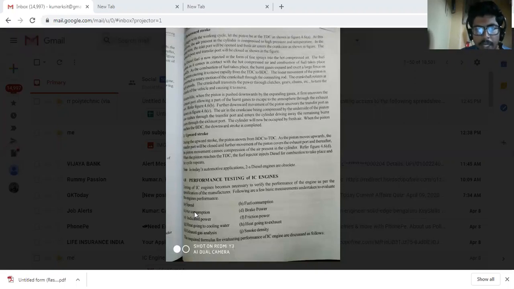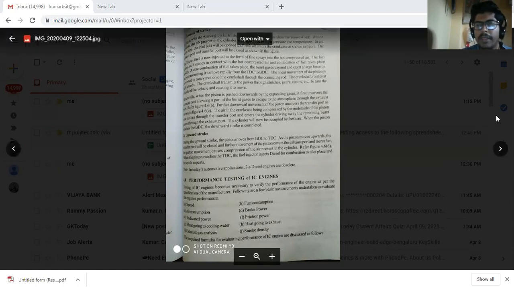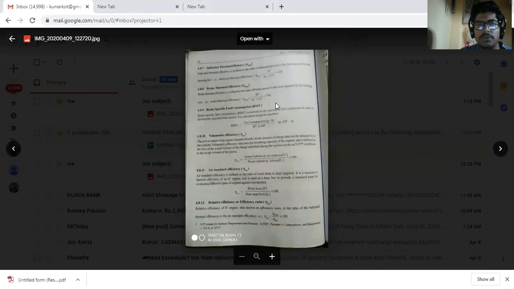One is speed, fuel consumption, air consumption, brake power, indicated power, frictional power, heat going to cooling water, heat going to exhaust gas analysis, and smoke density. These are the parameters measured to know the specifications of the engine as per the specifications of the manufacturer. The formulas required to evaluate the IC engine's performance are as follows.